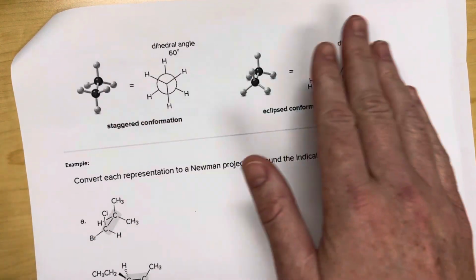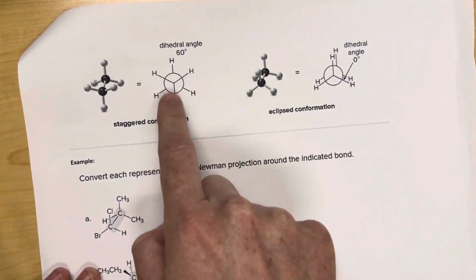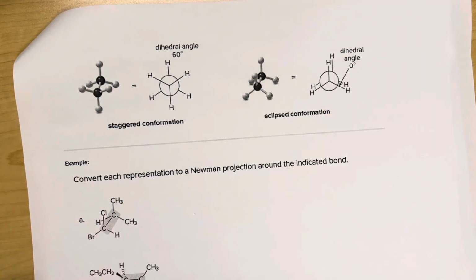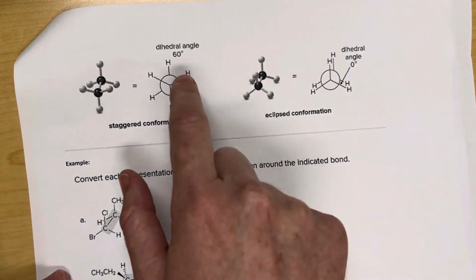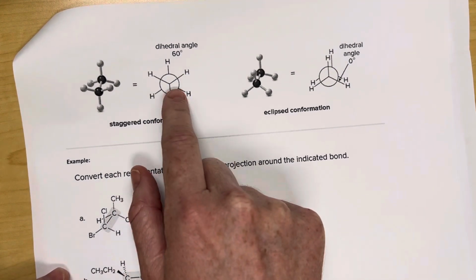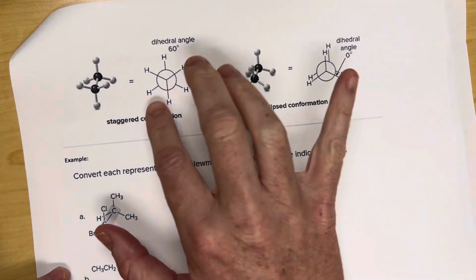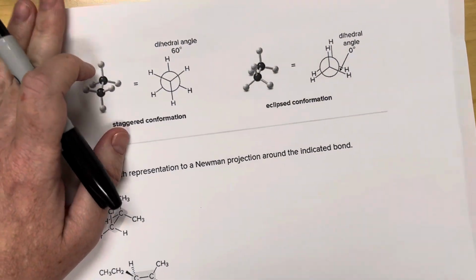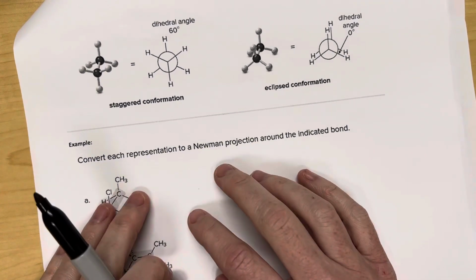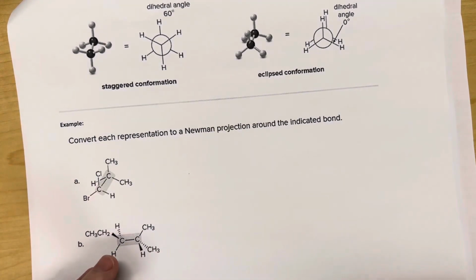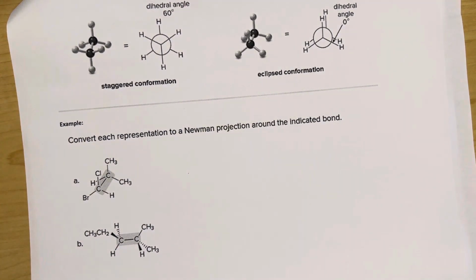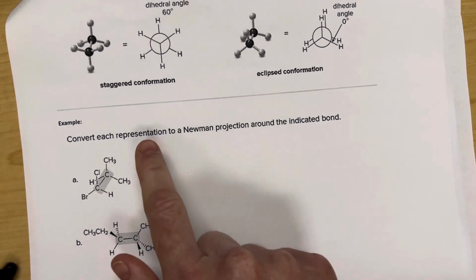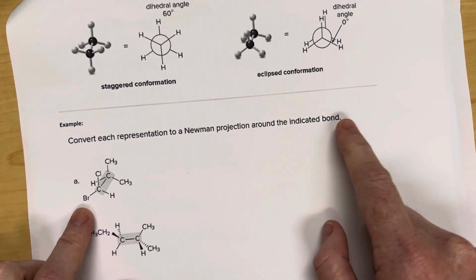All right, and here they show you just that. We've got a staggered conformation where they're staggered, and an eclipsed conformation where they're together. Remember, the staggered ends up being the lower energy conformation, and this is a higher energy conformation. We'll get really into that in the next lecture. But mainly, I just want you to get comfortable doing Newman projections so we can have an idea of what things look like. All right, so here it says, convert each representation into a Newman projection around the indicated bond.